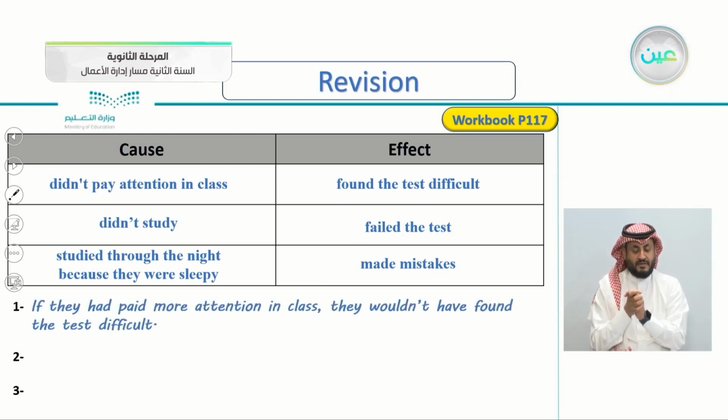For example, the first one, if they had paid more attention in class, so we're talking about the first one here. If they had paid more attention in class, they wouldn't have found the test difficult. This is hypothetical, of course. Did they pay attention in class? No, they didn't. They wouldn't have found the test difficult. So the effect here, they found the test difficult. This is the if clause, of course, and this is the result clause.